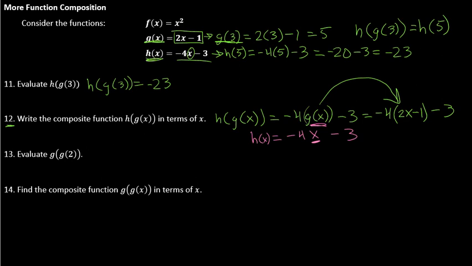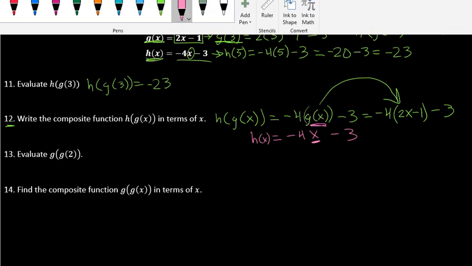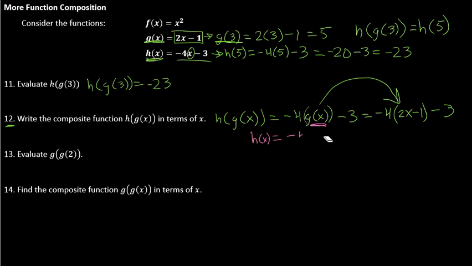Okay, so if we go ahead and distribute that negative 4 into the parentheses, that becomes negative 8x plus 4 minus 3. Combine like terms, we are left with negative 8x plus 1, and that is our h of g of x.